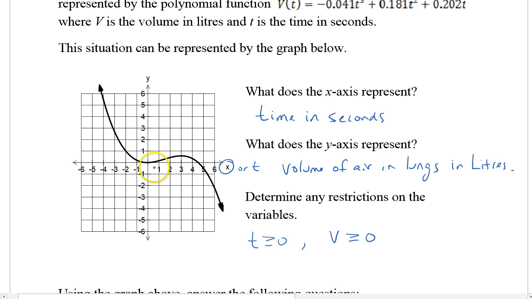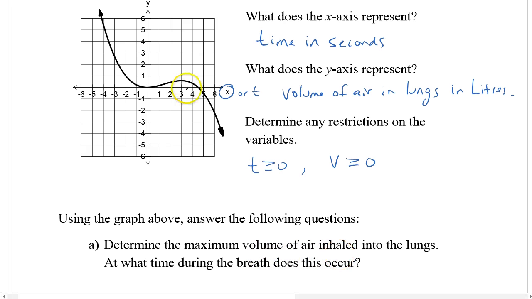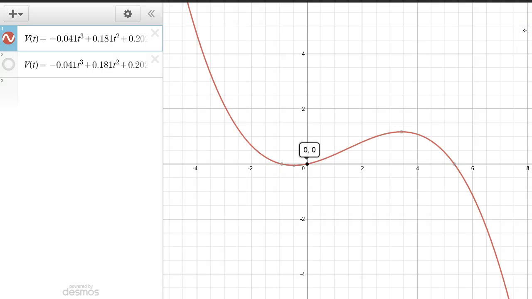So let's look at this one over here. Using the graph, answer the following questions. Determine the maximum volume of air inhaled into the lungs. Well, the maximum would be right about here, and it's really hard to read that. So what I'll do is I'll just pop over and check. Here's the graph on Desmos. So I typed that one in there, and here's the same one. So the volume would be that value right there. That would be the maximum. So the first value would be your x, which is the time, and the second one would be the volume in liters. So I would put 1.168 for that one.